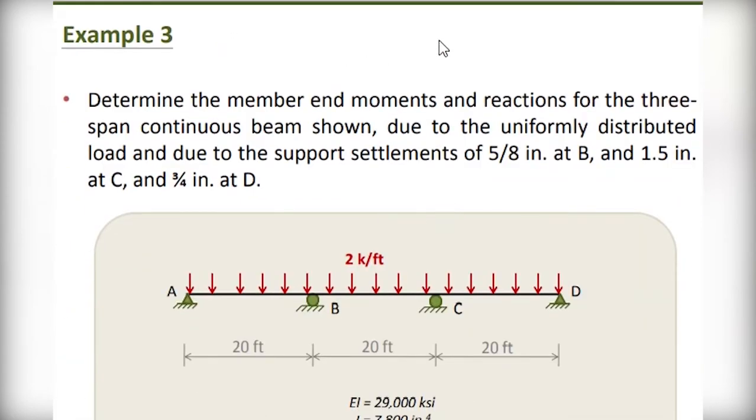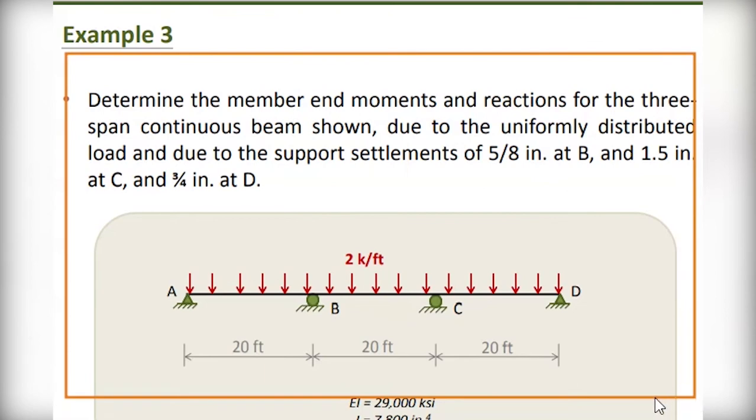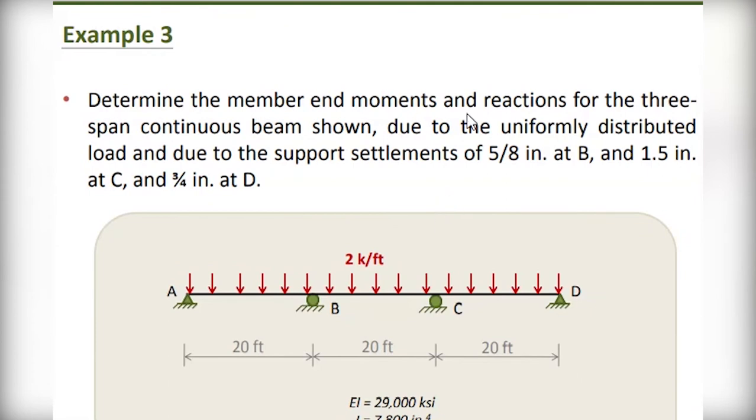Another example, as you see, it is here. This is the value given in empirical, but the support condition here is pin support. Here is roller support. Here is roller support. But this one now has more than one span: the first span, the second, the third. So you can proceed as in the normal procedure as we did.